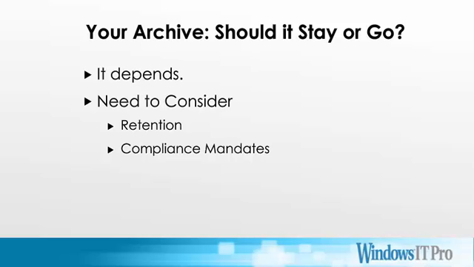And so when I ask that question, should it stay or should it go, it's not a do you move the archive or not? That's not the question. It's more of a question of what part of the existing on-prem archive should go up there? Is it everything? Is it some of it? All of it? None of it? What's the right answer?